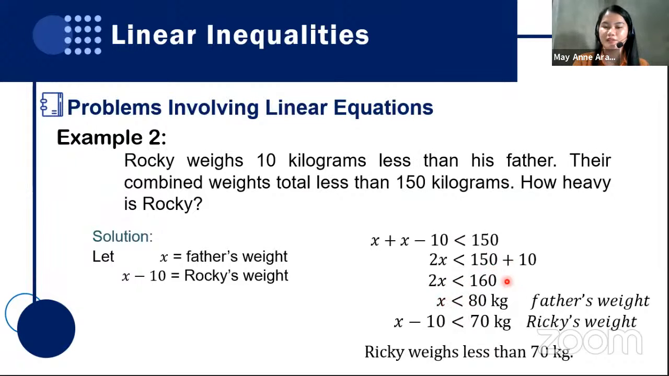So divide both sides by 2. Since we are dividing by a positive number, there's no need to change the sense of the inequality. So you have x is less than 80 kilograms. And we need to find the weight of Rocky, and that is x minus 10. So just subtract 10 from 80 kilograms. So therefore, the weight of Rocky is less than 70 kilograms. And that will be the answer.